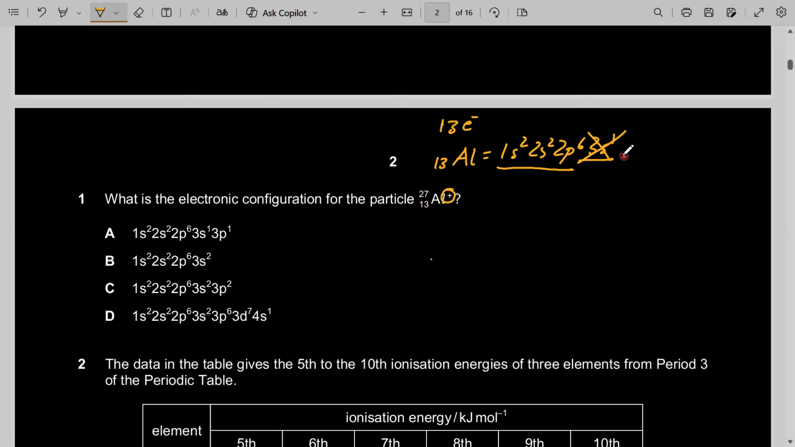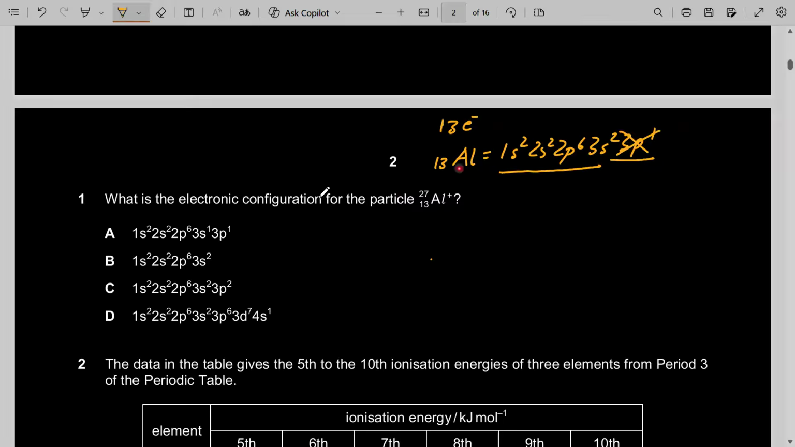It is not just 3s1, it is basically 3s2 and 3p1, right? And then this is for 13 electrons. Now the electron will be removed from the last shell and from the last subshell. So 3p is the last subshell. So electron will be removed from 3p, which means the remaining electronic configuration is 3s2. So B is the correct option.